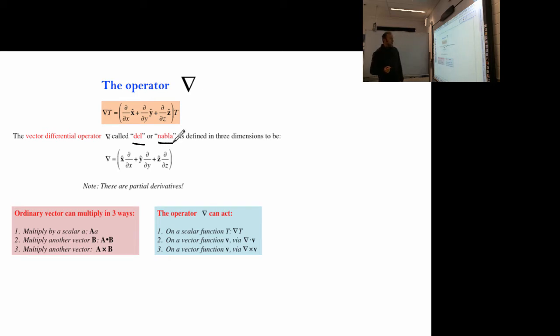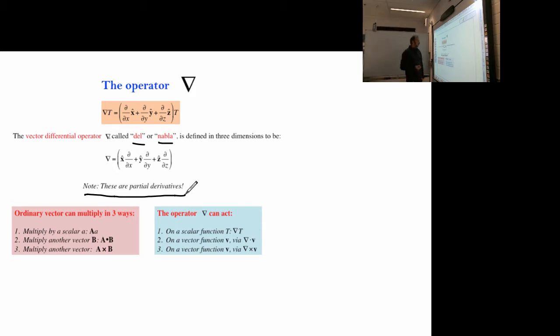And the operator is given by the partial derivative with respect to x hat, plus a partial derivative with respect to y hat, plus the partial derivative with respect to z hat. So these are all partial derivatives. Now, what is this operator by itself? Well, the operator is meaningless. It's an operator. It needs something to operate on. And that's what we're going to look at in this lesson.